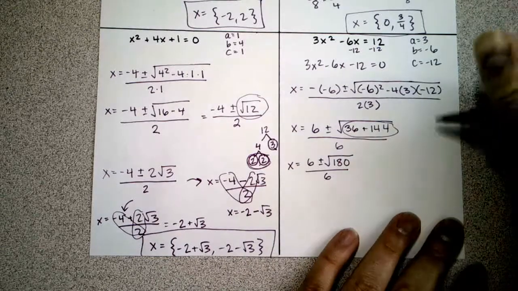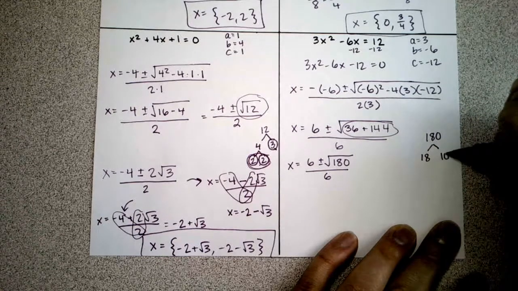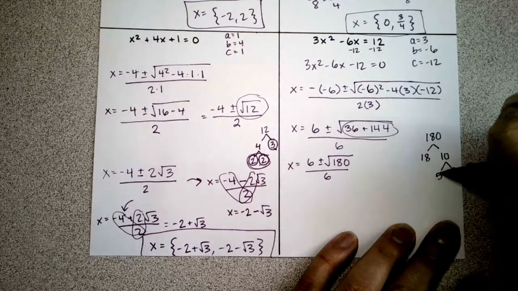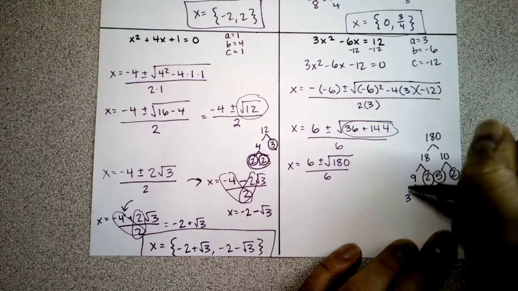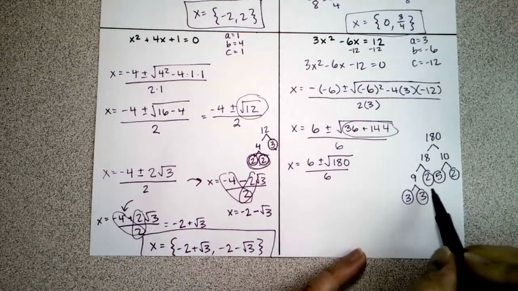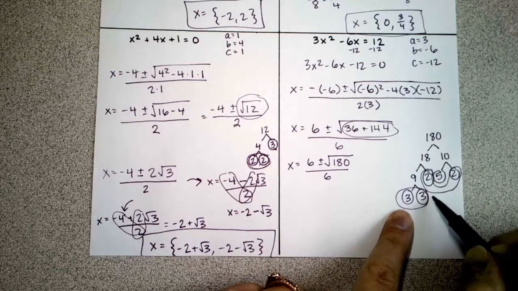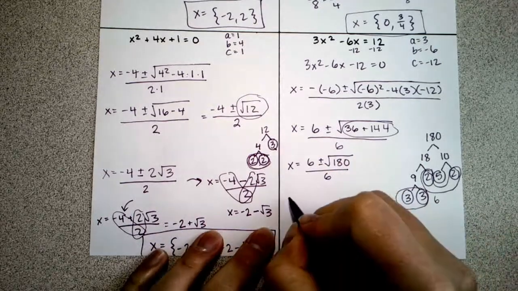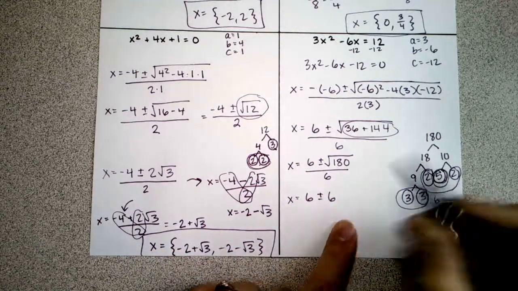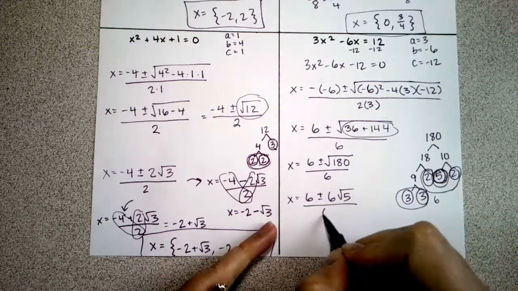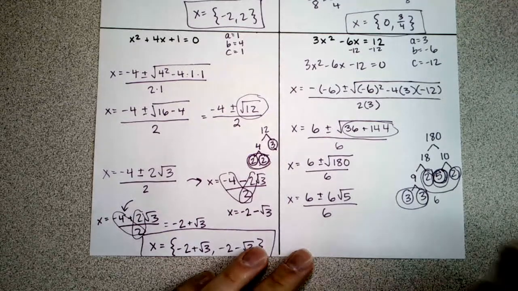And now we need to simplify again. So I'm going to make a factor tree for 180. Let's see, we have 18 and 10. 10 is 5 and 2. 18 is 9 and 2. And 9 is 3 and 3. So then a 3 gets to come out and a 2 gets to come out, right? And if you multiply those together, that gets you 6 on the outside. So on the outside of the square root we have 6, and then stuck on the inside is that 5. So 6 square roots of 5 over 6. And now you are ready to simplify.